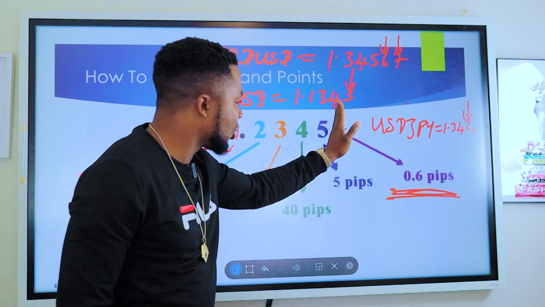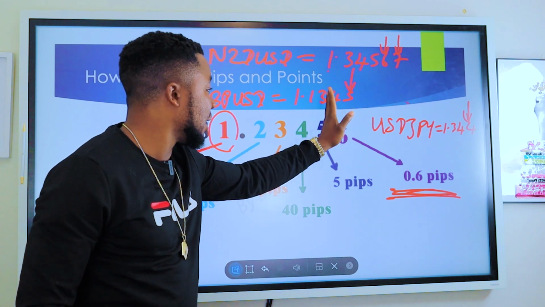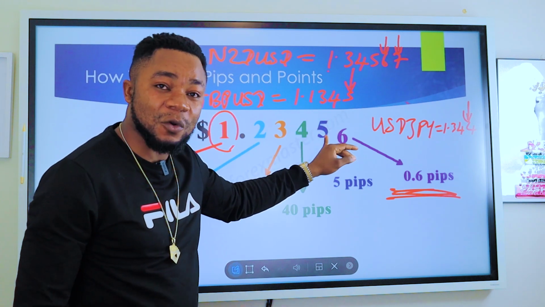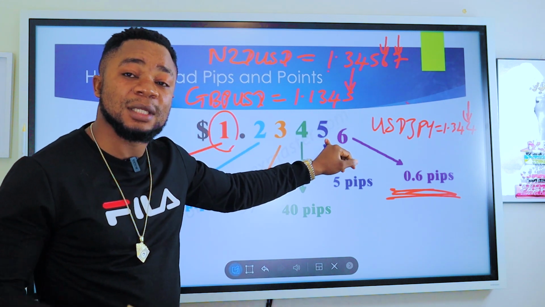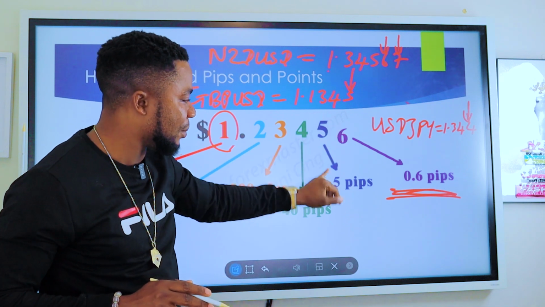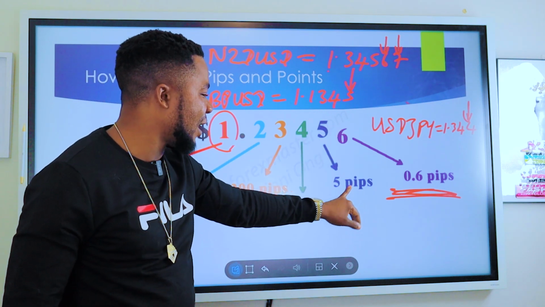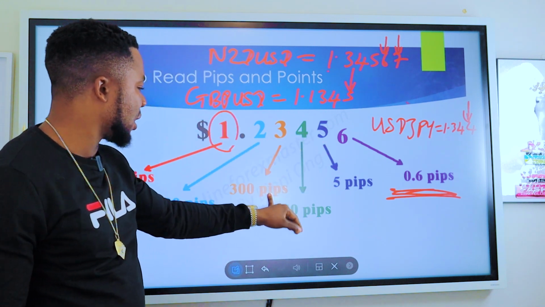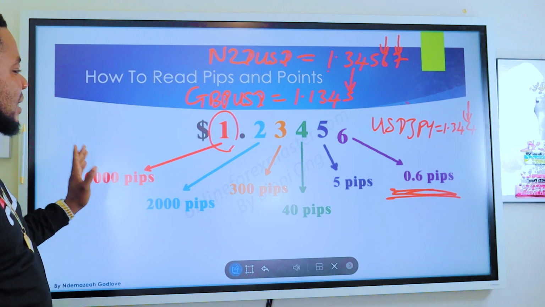But let's just assume now this currency pair has 4 decimal places. It ends here, 4 decimal places, 1, 2, 3, 4. The fourth one, as according to my explanation, is equal to what? A pip, not a point. So the fourth one here becomes a pip. That's why we have 5 pips here. This one will represent at least 40 pips. This one will represent 300 pips, 2,000 pips. Then this one will represent 10,000 pips.